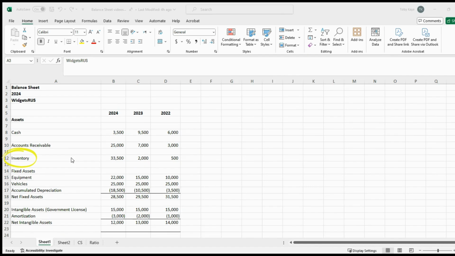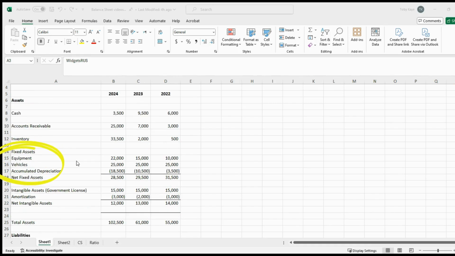The inventory is the cost of the products that Widgets R Us produced or that they bought that they're going to sell on to customers. Next, we have fixed assets. So they bought equipment to produce the widgets, vehicles to deliver the widgets. And then you also see over here we have depreciation and amortization. So those costs, even though they were all paid at once, they're not allowed to be deducted all at once, and they have to be spread out over a few years. In this case, equipment's over 5 years, and the government license, which is their intangible asset, is amortized over 15 years. And that gives you the total assets.